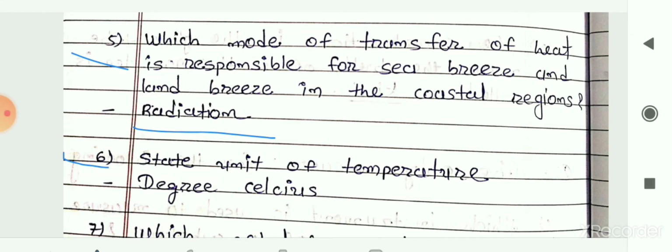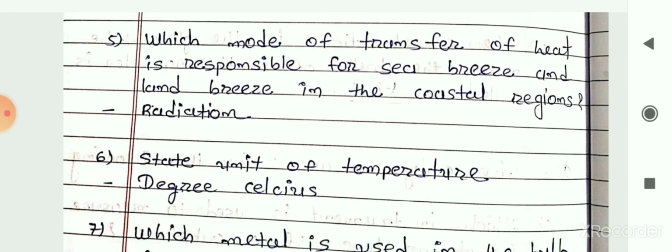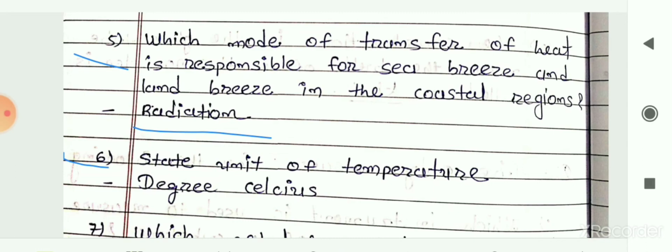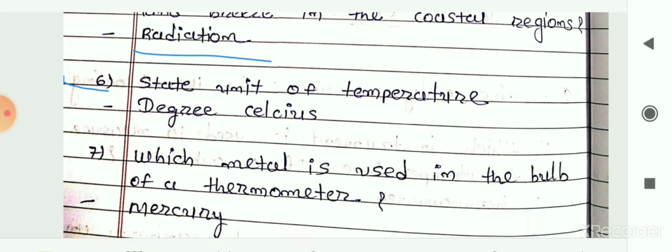So it is the SI unit for temperature, that is, the International System of Units is fixing the unit for the different kinds of quantities, and for temperature they have decided the SI unit, that is Kelvin. So here you can write degree Celsius or you can also write degree Fahrenheit.